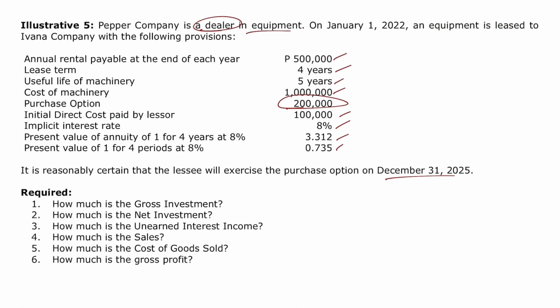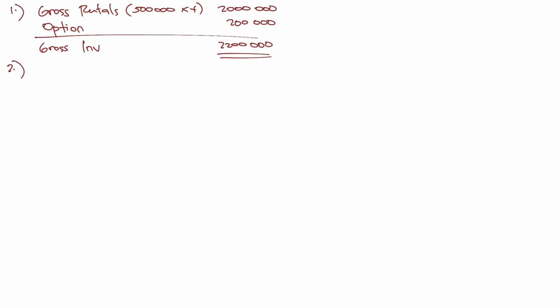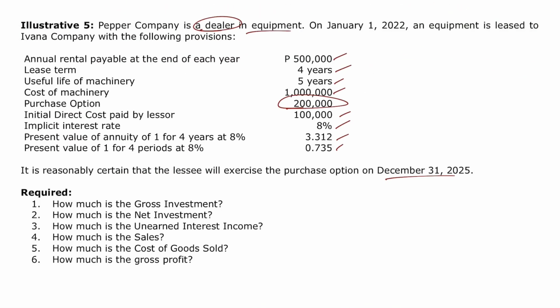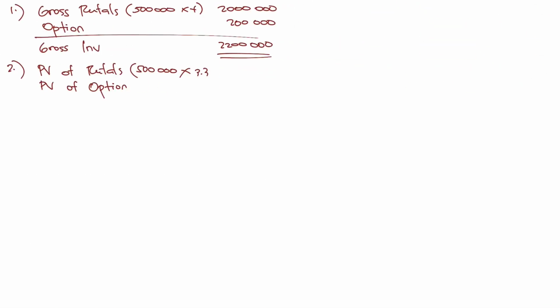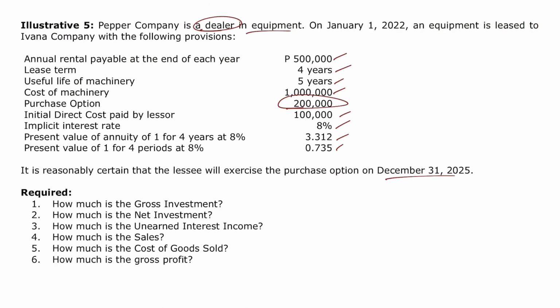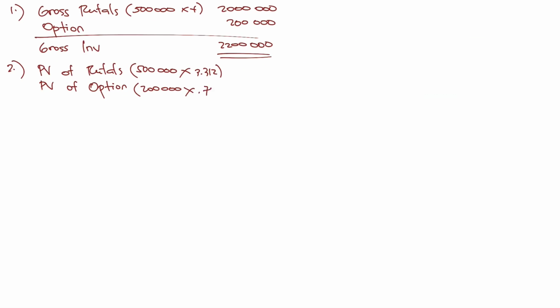How much is the net investment? Once again, for a sales type lease, net investment will be equal to the present value of rentals, and the present value of the option that you added above. So for the rentals, that's 500,000 times the present value factor of ordinary annuity, which is 3.312. Then for the option, that's equal to 200,000 times the present value of 1, which is 0.735.